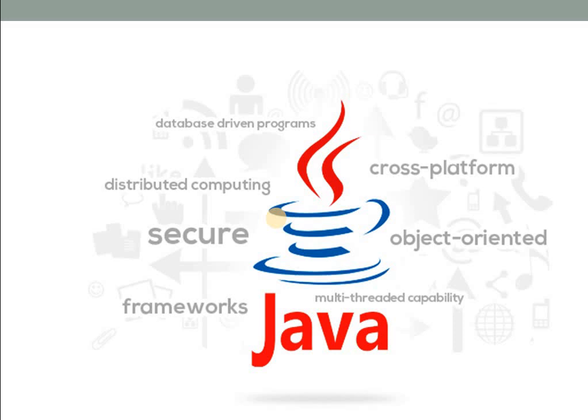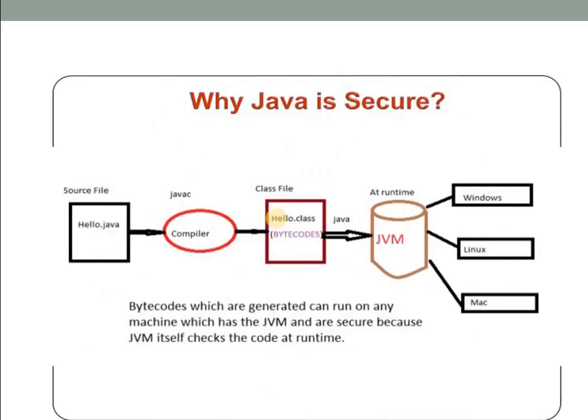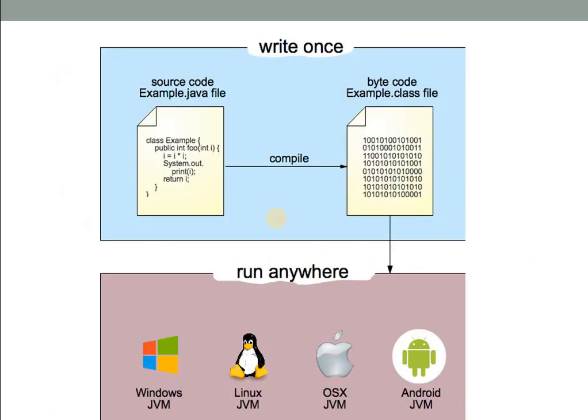We have multi-threaded capability in Java. Java is more secure. It helps in distributed computing. It is a database-driven programming language, etc. Like that, many features are there for Java. But here, I would like to draw your attention to one important concept, the secure feature of Java, as well as one more thing, the write once and run anywhere property of Java.